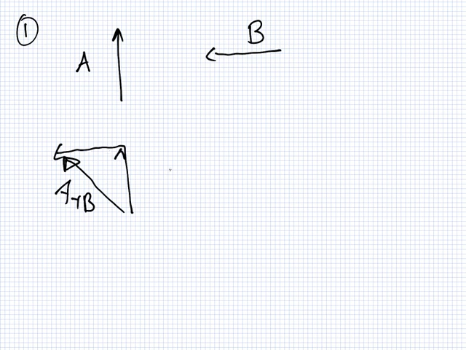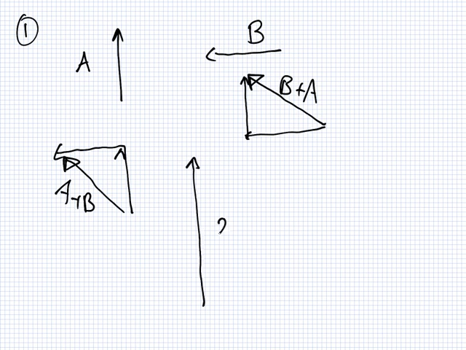What's the next one? B plus A. So there's B, there's A, and there's B plus A, which you notice is exactly the same as A plus B. What's the next one? 2A. Yes, there's 2A.